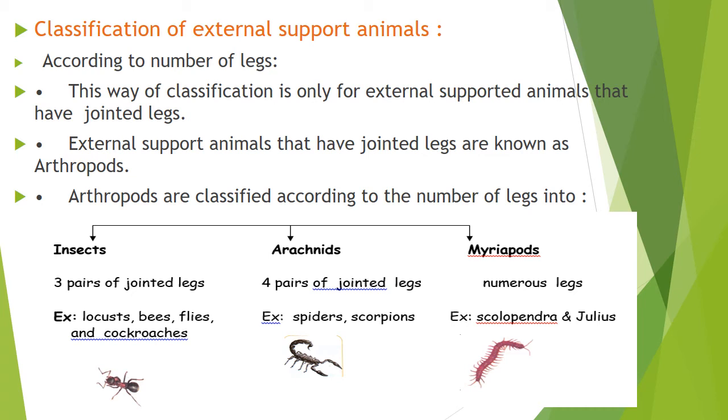Arthropods are classified according to the number of legs into insects, arachnids, myriapods. Insects have 3 pairs of jointed legs like locusts, bees, flies and cockroach. Arachnids have 4 pairs of jointed legs, like spider, scorpion. Myriapods have numerous legs like Scolopendra and Julius.